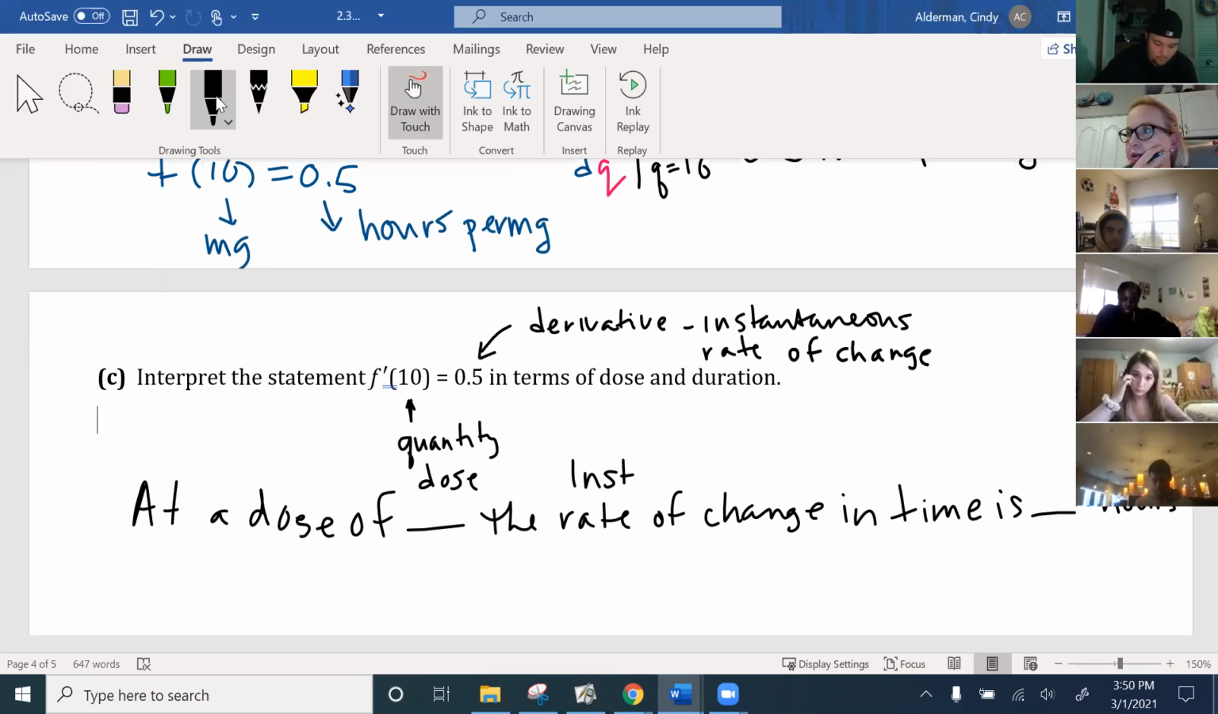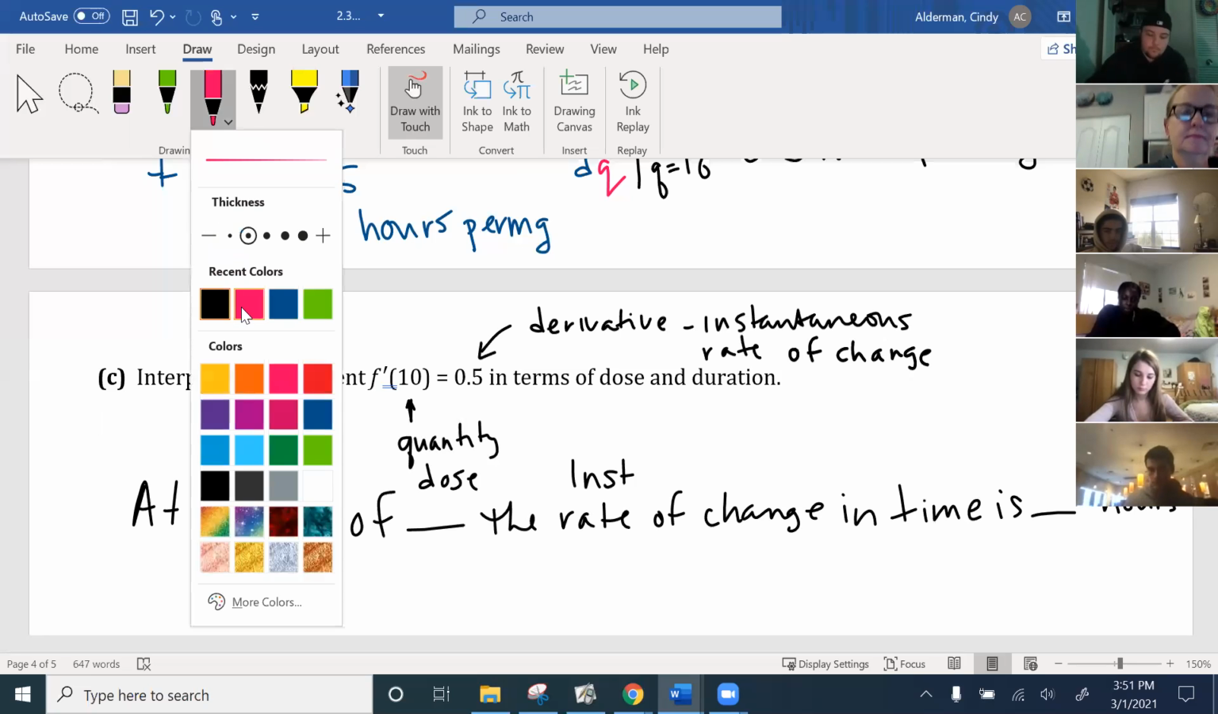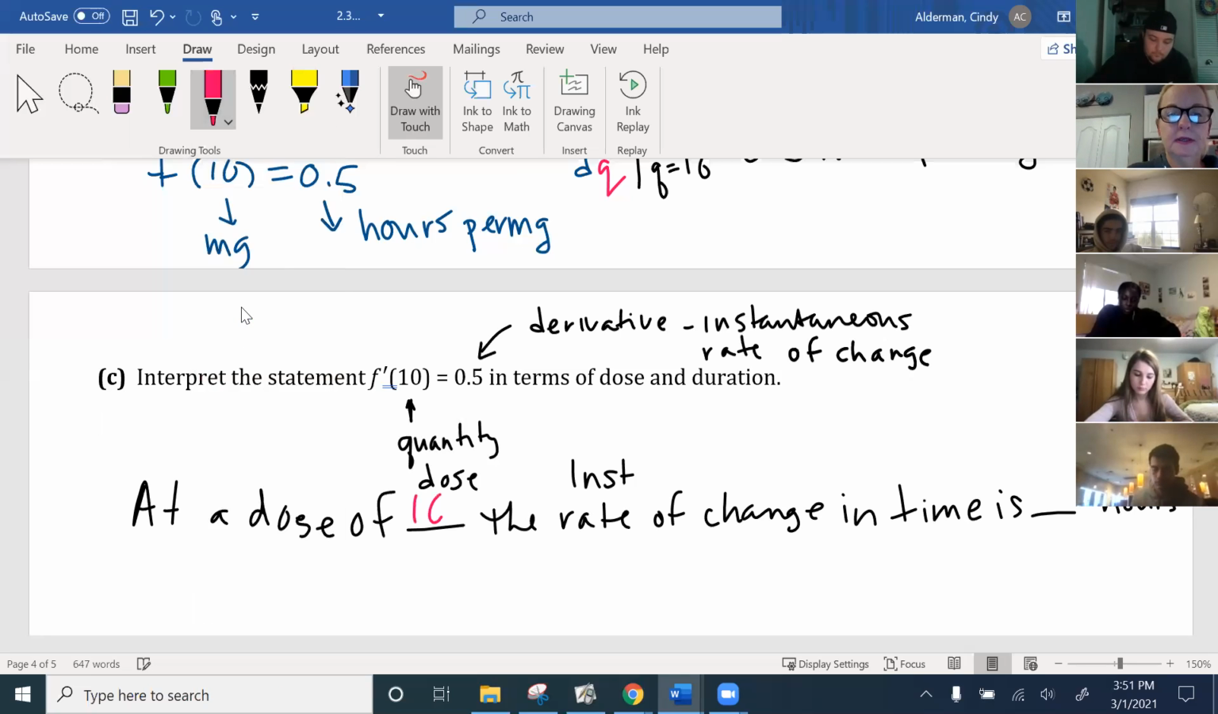We'll make it finer. What are the blanks? A dose of what? 10. Yep, a dose of 10. The rate of change in time is 0.5 hours, right? Okay, well, let's get this down. So remember, the derivative asks what if we make a unit change of 1 unit.